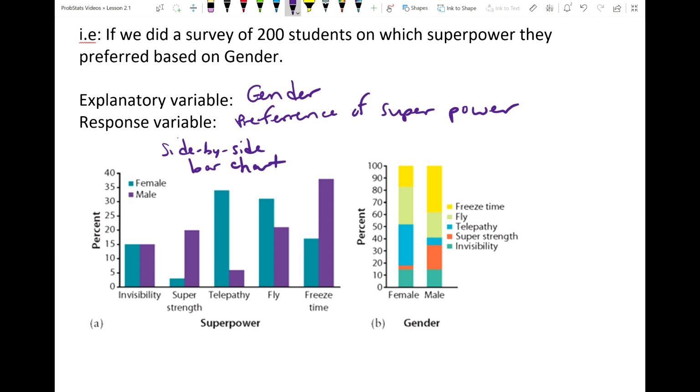And it literally is showing the bars side by side so that you can compare how many females preferred a certain superpower versus a male. So we can use that to compare the two distributions categorically, or we can use a segmented bar chart, which is what we're going to focus on today, which is on the right side.